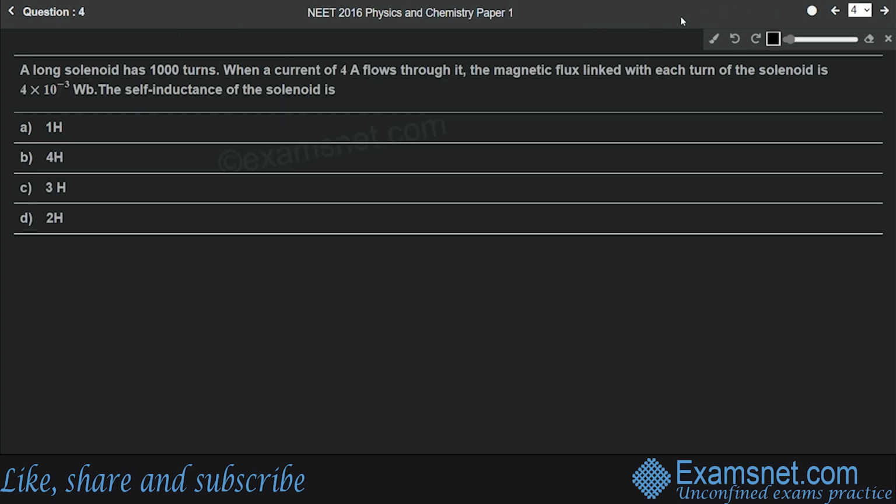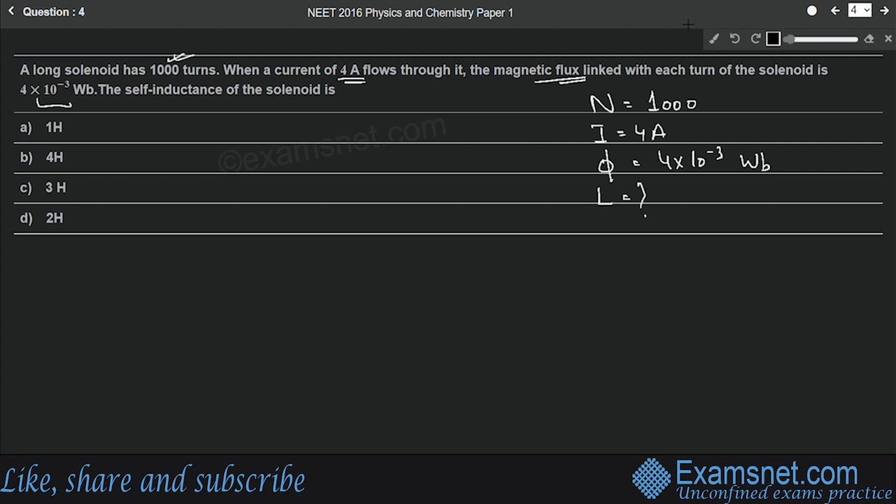Question number 4 is from the chapter electromagnetic induction, and the question is, a long solenoid has 1000 turns. When a current of 4 ampere flows through it, the magnetic flux linked with each turn of the solenoid is 4 into 10 to the power minus 3 Weber. The self-inductance of the solenoid is, okay, so the value of N, that is number of turns, is given as 1000. Current I is given as 4 ampere. Then the magnetic flux, that is phi, is given as 4 into 10 to the power minus 3 Weber. And we have to find the self-inductance, that is capital L.